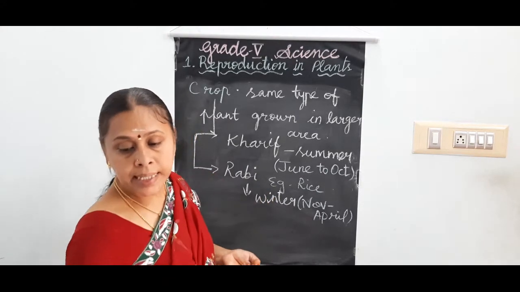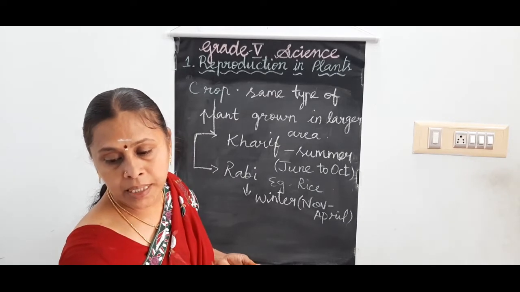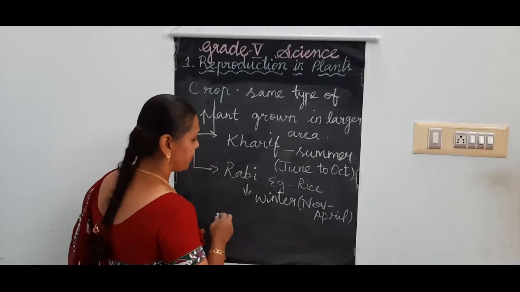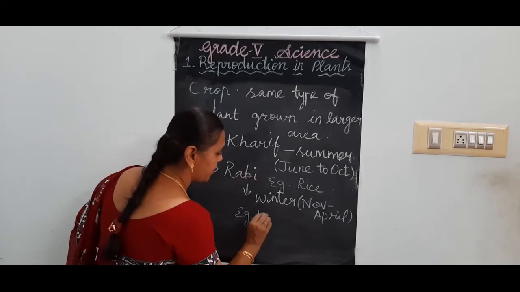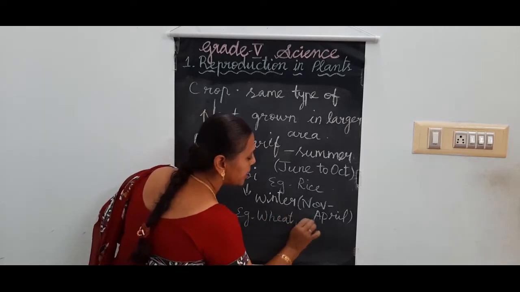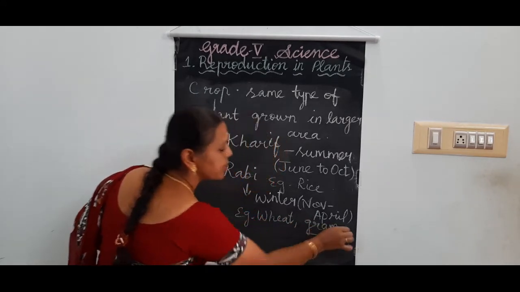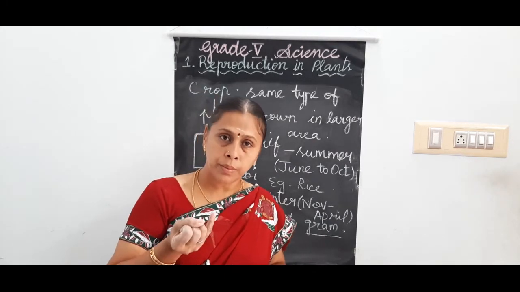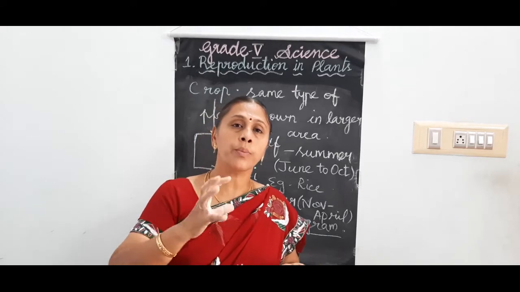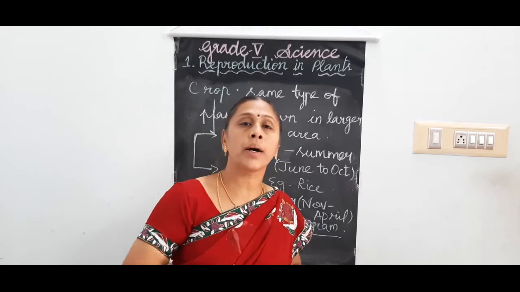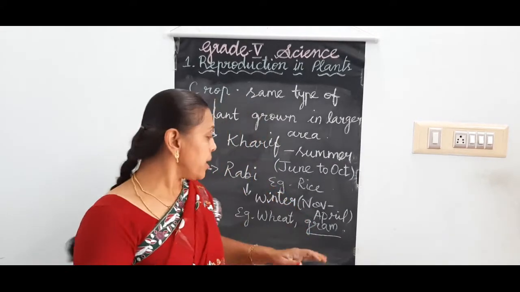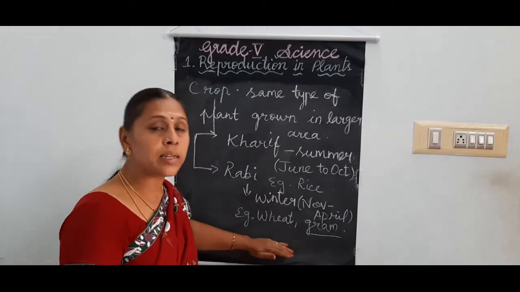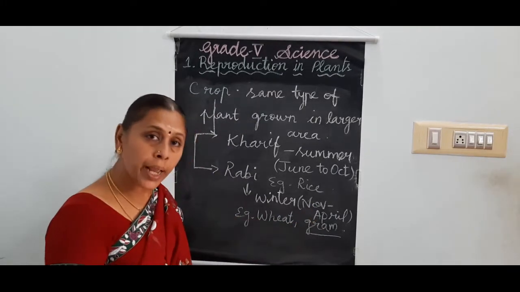And the examples for these winter crops are wheat and gram. Wheat and gram. Gram means what? Pulses. Pasiparpu, thoramparpu, what your mother will add for making sambar, dal and all. Those are all called grams. Everything will start to grow only in this Rabi season, that is from November to April.